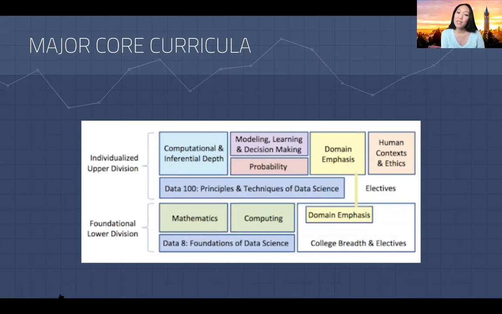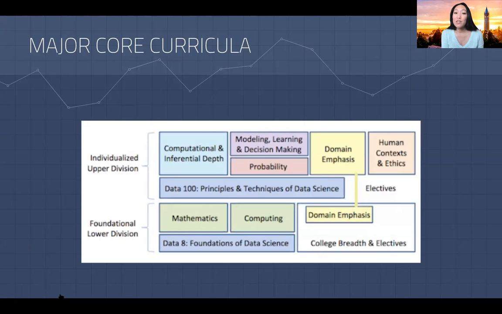That's our Principles and Techniques of Data Science course, where you talk about the data science life cycle. You look at some of the core skills that are essential to being a data scientist. And then you might delve a little bit deeper into some skills in particular areas in our computational and inferential depth category, depending on what skills you're most interested in for your future career or plans after Cal.